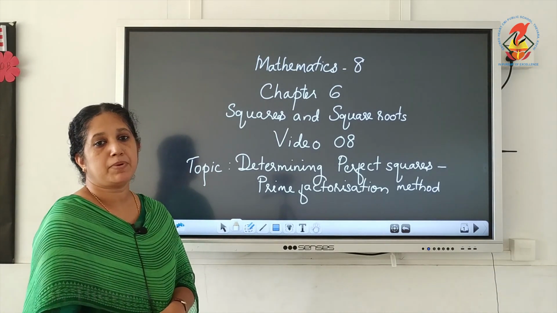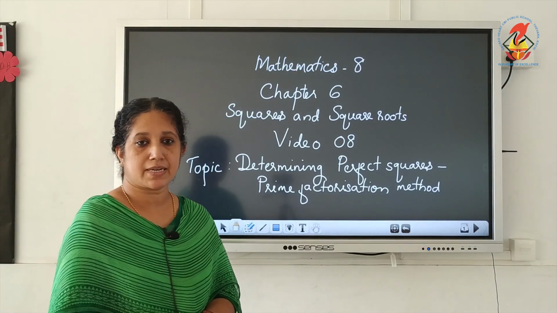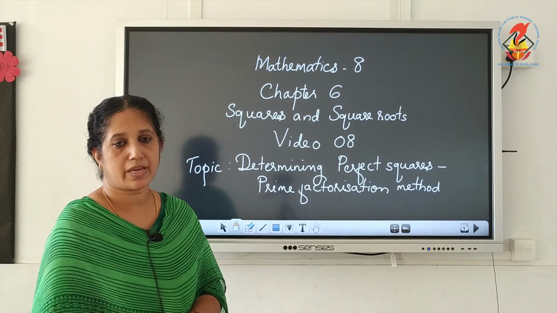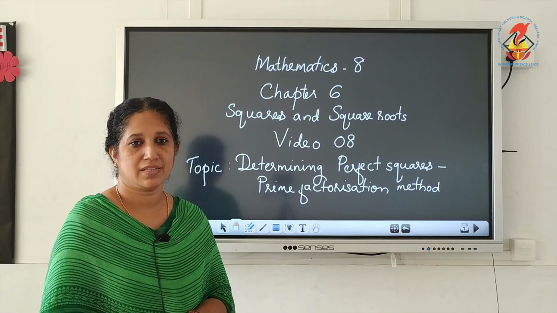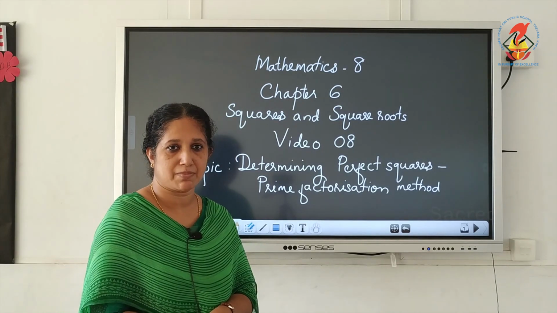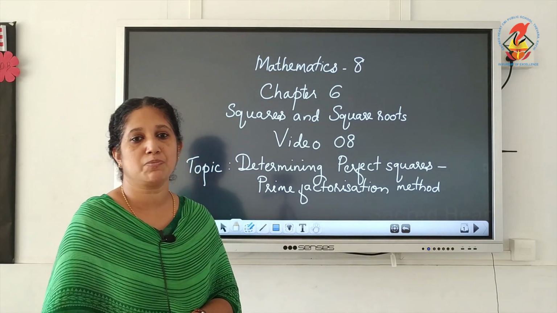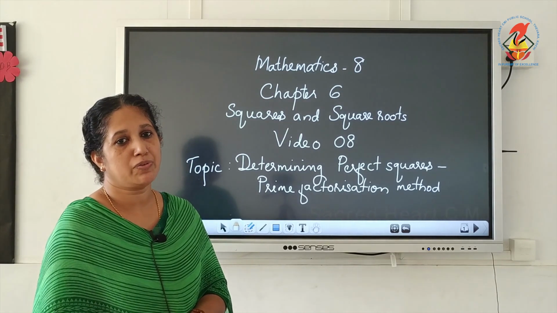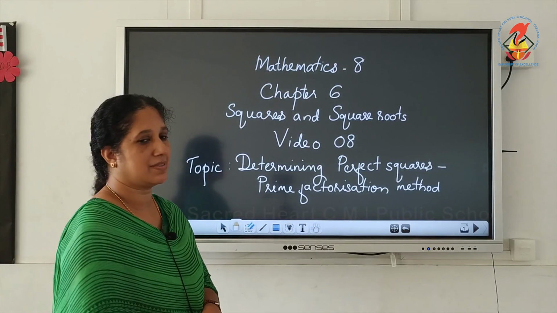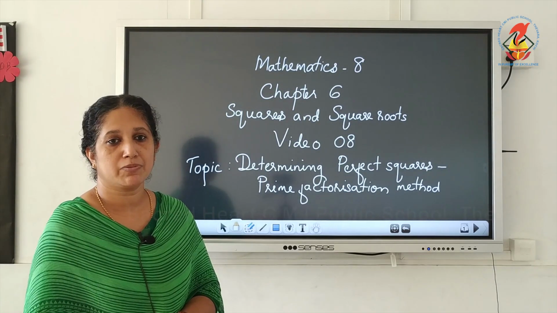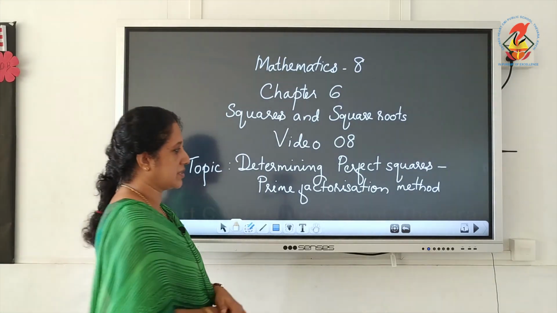So we cannot apply the repeated subtraction method all the time. Can you say why? If the numbers are very large, if you apply the repeated subtraction method, it will be time consuming and laborious. So we are not using that method. So practically we use the next method, and the name of the method is prime factorization method.